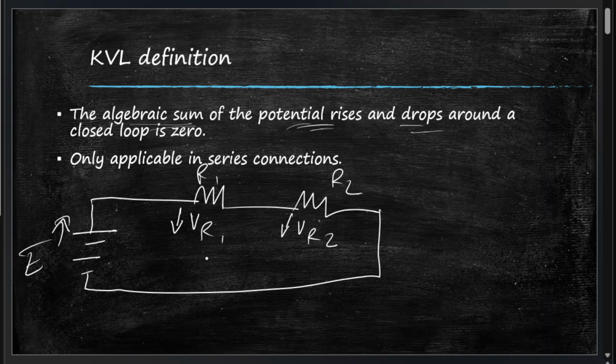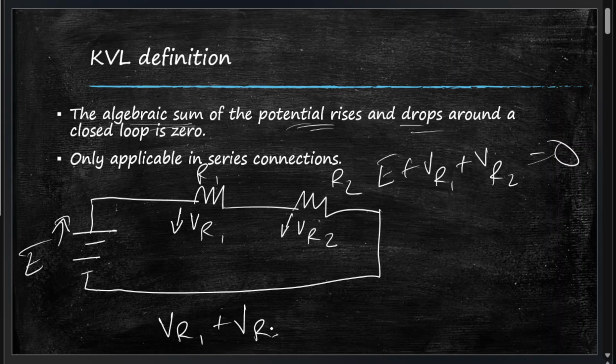Now, according to KVL, since this is a closed loop, the sum of all of these will be zero. So E plus VR1 plus VR2 is equal to 0. That's KVL. Now we can write that as a formula. We can just write V1 plus V2 plus V3 plus ... Vn, as many as we have within a single closed loop, equal to 0.